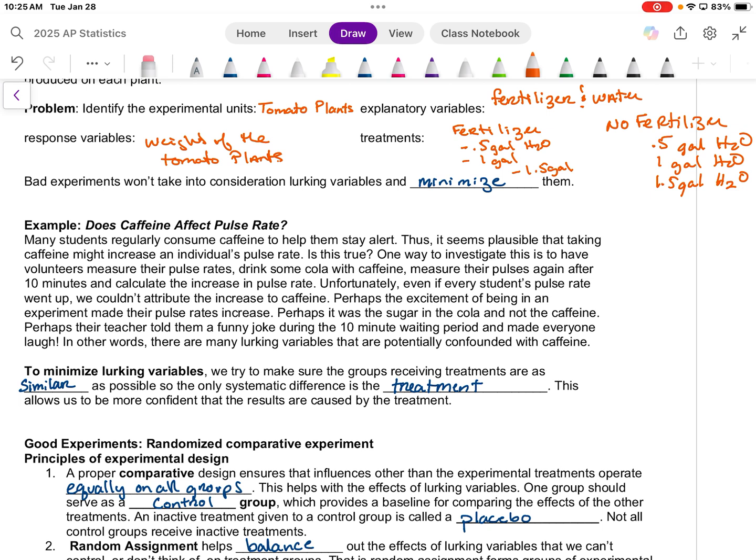Unfortunately, even if every student's pulse rate went up, we couldn't attribute the increase to caffeine. Perhaps the excitement of being in an experiment made the pulse rate increase. Perhaps it was the sugar in the cola and not the caffeine. Perhaps their teacher told them a funny joke during the 10 minute period and it made everyone laugh. In other words, there are many lurking variables that are potentially confounded with the caffeine.